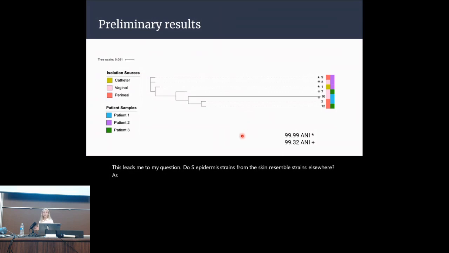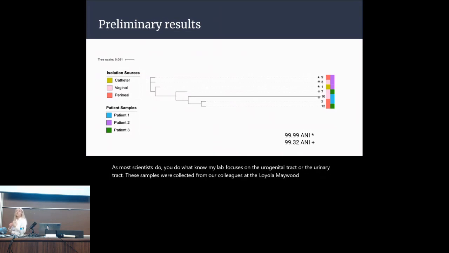As most scientists do, you do what you know. My lab focuses on the urogenital tract, or the urinary tract. These samples were collected from our colleagues at the Loyola Maywood campus. They were sent over to our lab at Lakeshore, where I extracted them and sent them off for whole genome sequencing. Here to orient you is a phylogenetic tree, which was composed of the pangenome of the samples that we got after sequencing. Once the pangenome was made, we looked at all of the core, or all of the conserved genes from these samples, which is what is constructed in this phylogenetic tree.